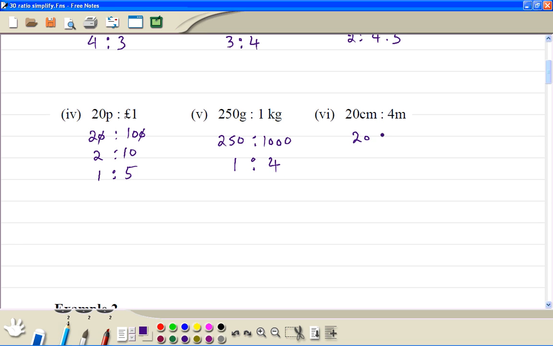So 20 to 400, same units. Get rid of the 0, so it's 2 to 40. Then we divide each number by 2, we get 1 to 20.